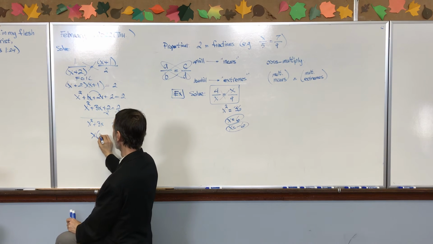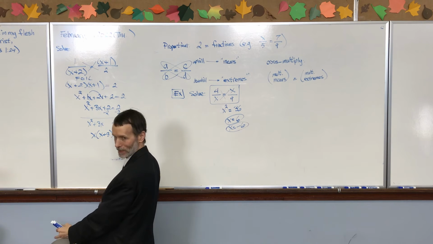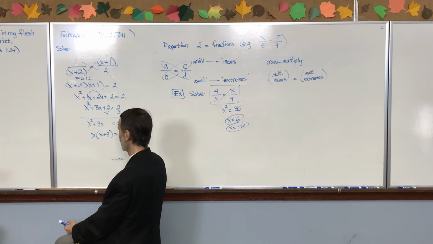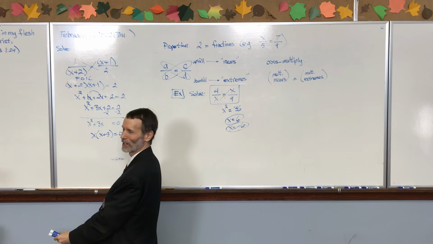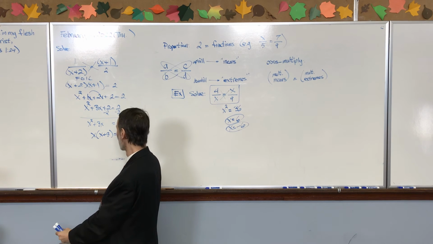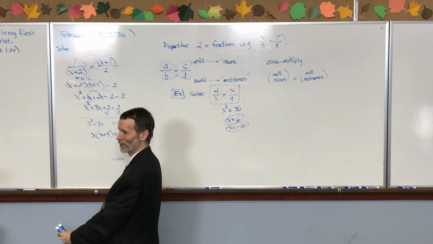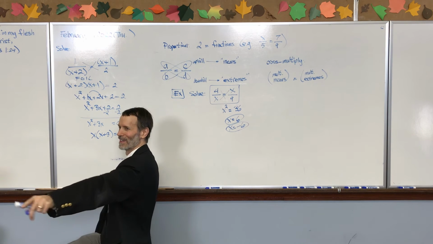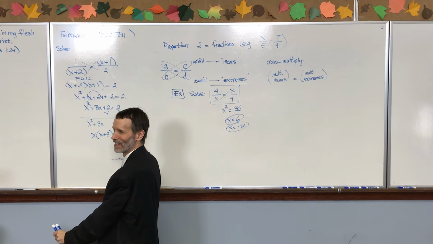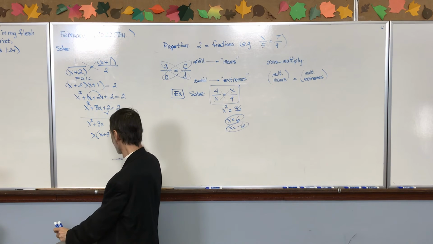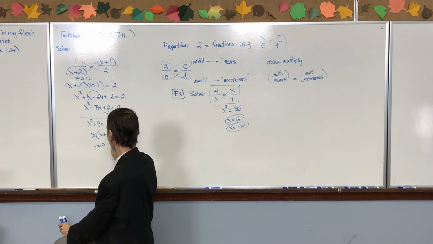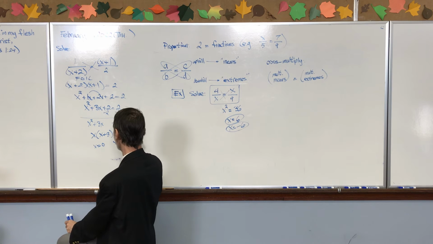X plus 3. Good. What do you do now? Keep going. You divide by x. Well, if x is 0, you're going to kill everybody in the room. There is a property that comes galloping to your rescue. Can you put x equals 0? Exactly. It's called the zero product property.